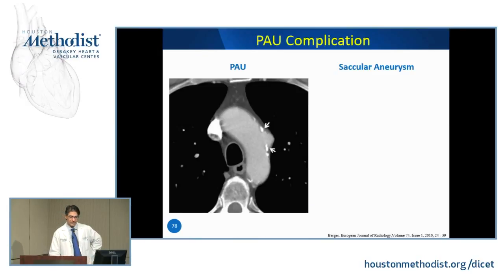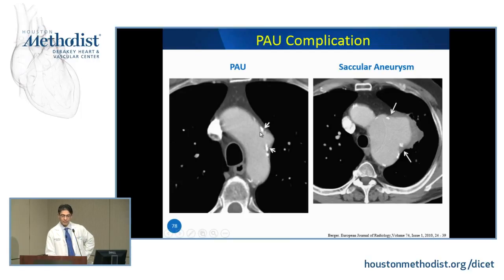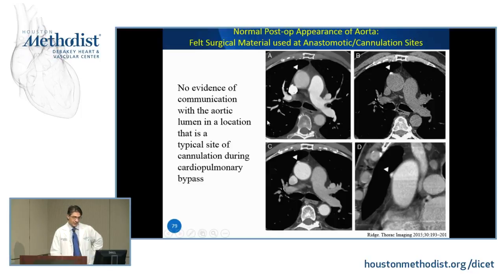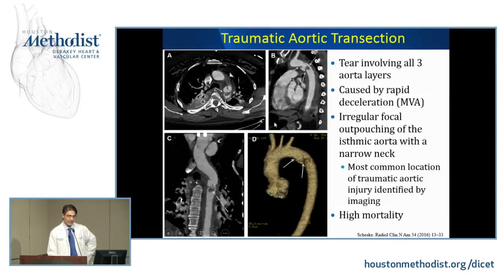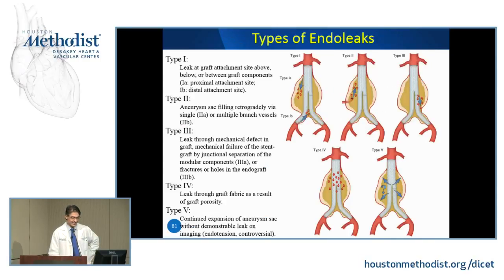This was a PAU in the arch, and I like to show it because remember, 2/3 go on to progress. This one went on to progress to a saccular aneurysm. Other things that are important for us as docs: we don't see this often, but believe it or not, we've come across 1 or 2 patients who were asymptomatic, who got scanned and had traumatic aortic transections. So you have to know how to make the diagnosis if you see this.